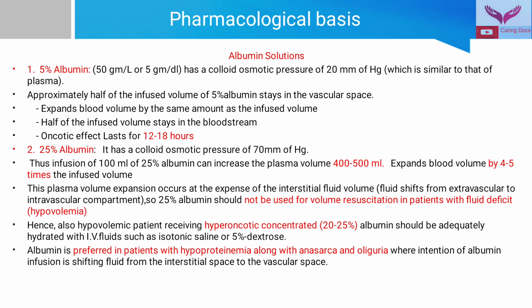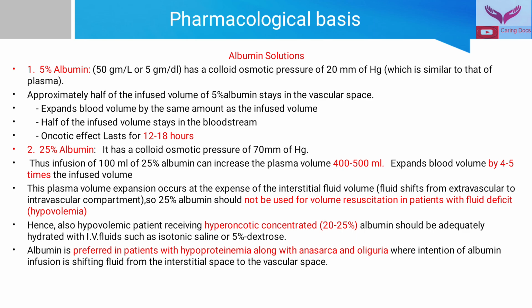25% albumin has a colloid osmotic pressure of 70 millimeter of mercury. Thus, infusion of 100 ml of 25% albumin can increase the plasma volume by 400 to 500 ml. It expands the blood volume by 4 to 5 times the infused volume. This plasma volume expansion occurs at the expense of the interstitial fluid volume, that is, the fluid shifts from extravascular space to intravascular compartment. So 25% albumin should not be used for the volume resuscitation in patients with fluid deficit, that is hypovolemia.